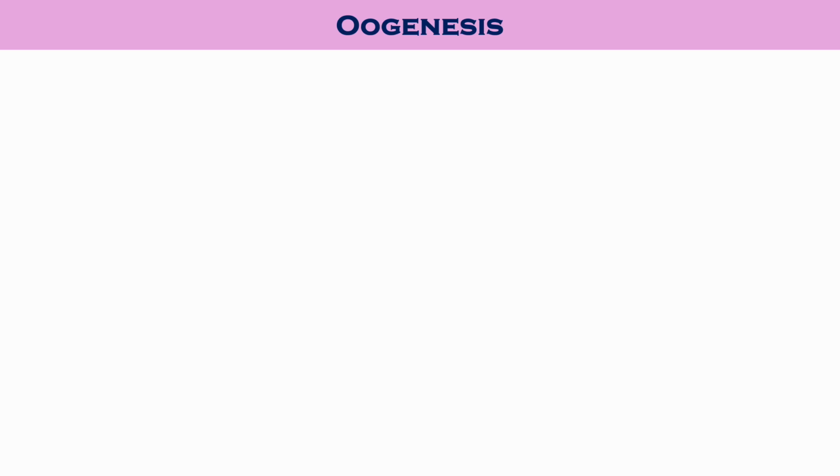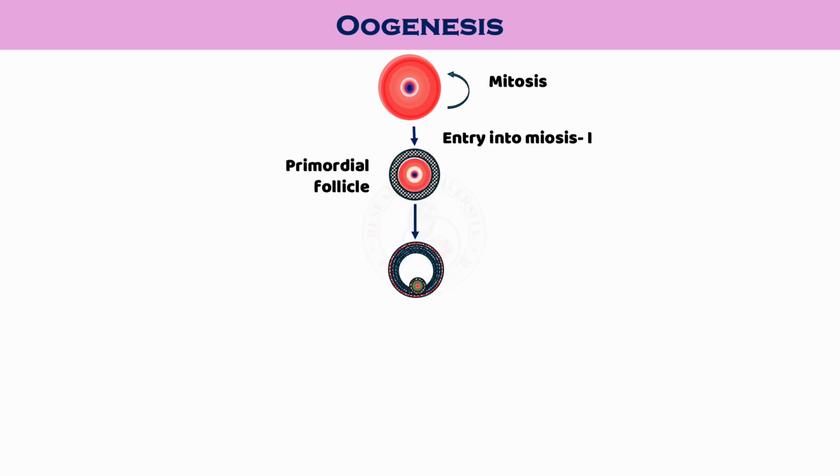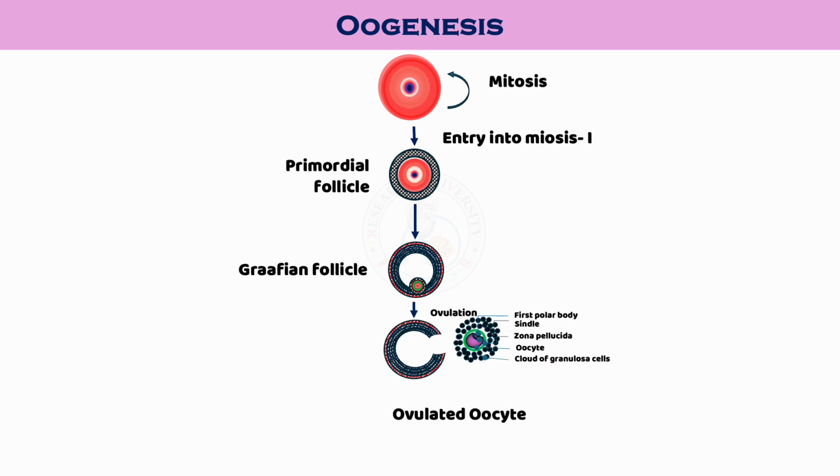Oogenesis is the process of egg formation in females. It takes place in the ovaries and involves several stages, from immature germ cells to mature eggs. Unlike sperm production, which continues throughout life, oogenesis starts before birth and ends after puberty. Understanding oogenesis is crucial for understanding female fertility. In this overview, we will explore the stages of oogenesis from start to finish.